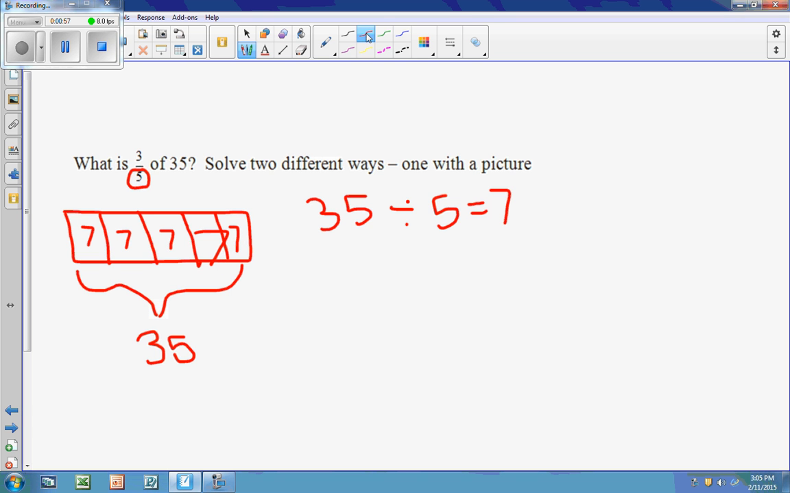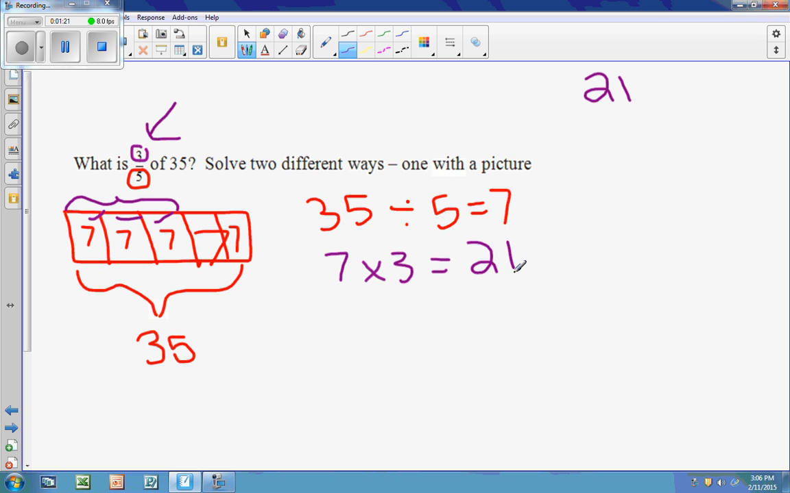And now I want to find out about 3 of the pieces. So I want to find out about these pieces right here. So I add them together, 7 plus 7 plus 7, and my answer would be 21. Or I can take my number, if I didn't want to draw a picture, take my 7, I know there's 7 in each, and multiply it by my numerator, and that's how I get 21. So those are 2 ways to solve this besides the other pictures that we drew.